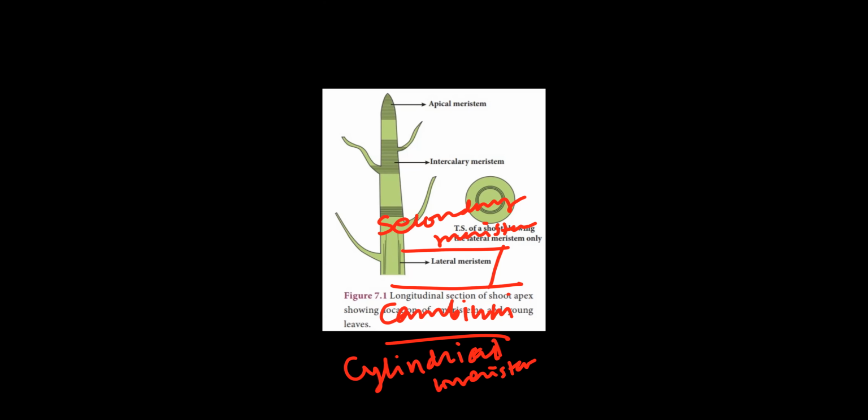As a patch, it's a cylindrical patch of meristematic tissue, so it is also identified as cylindrical meristem. The popular name of this meristem is also there, that is called cambium. These are the four different names of the same structure. I hope you have understood the same. Let us talk about the different types of this cambium tissue.